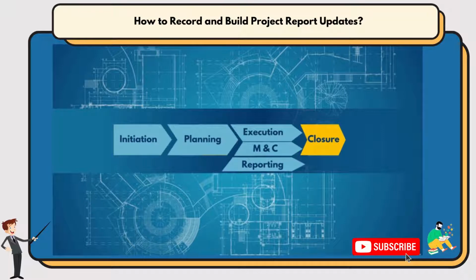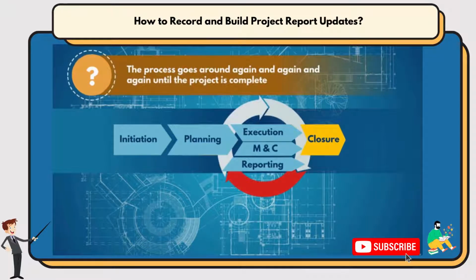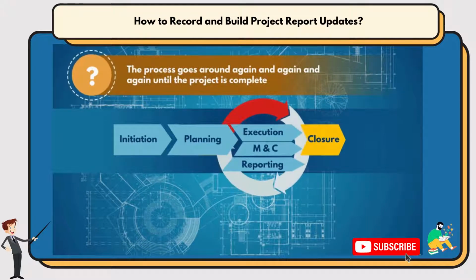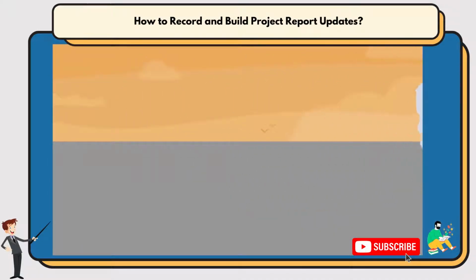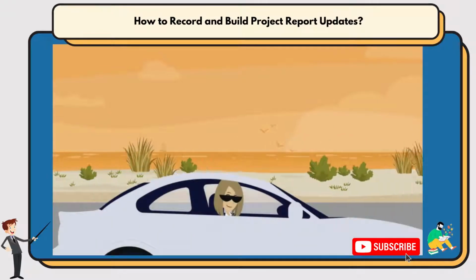But what next? Well, it's the following week, and the process goes around again and again and again until the project is complete. And that's it. The wheel turns all the way to the end of the project. A nice smooth ride. But could it really be that simple?